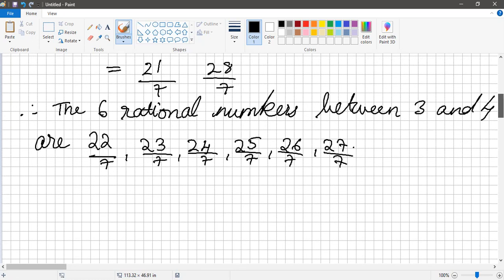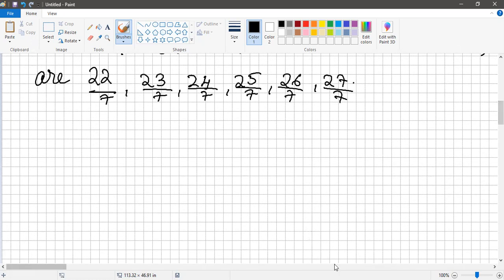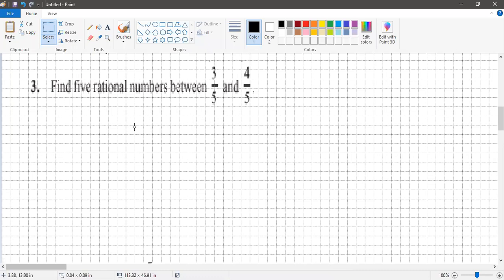Okay, let's move on now to the third question. I hope it is clear so far. Let's go. The third question is, find 5 rational numbers between 3 by 5 and 4 by 5. So what are we going to do in this? We have to use the mean method.